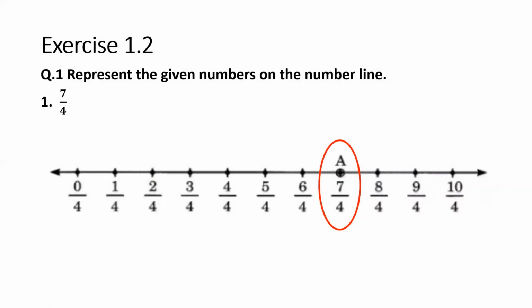Starting with exercise 1.2, where we have to represent number 7 upon 4 on the number line. So starting from 0, which can also be written as 0 upon 4, the seventh mark on the right hand side of 0 will be representing 7 upon 4.